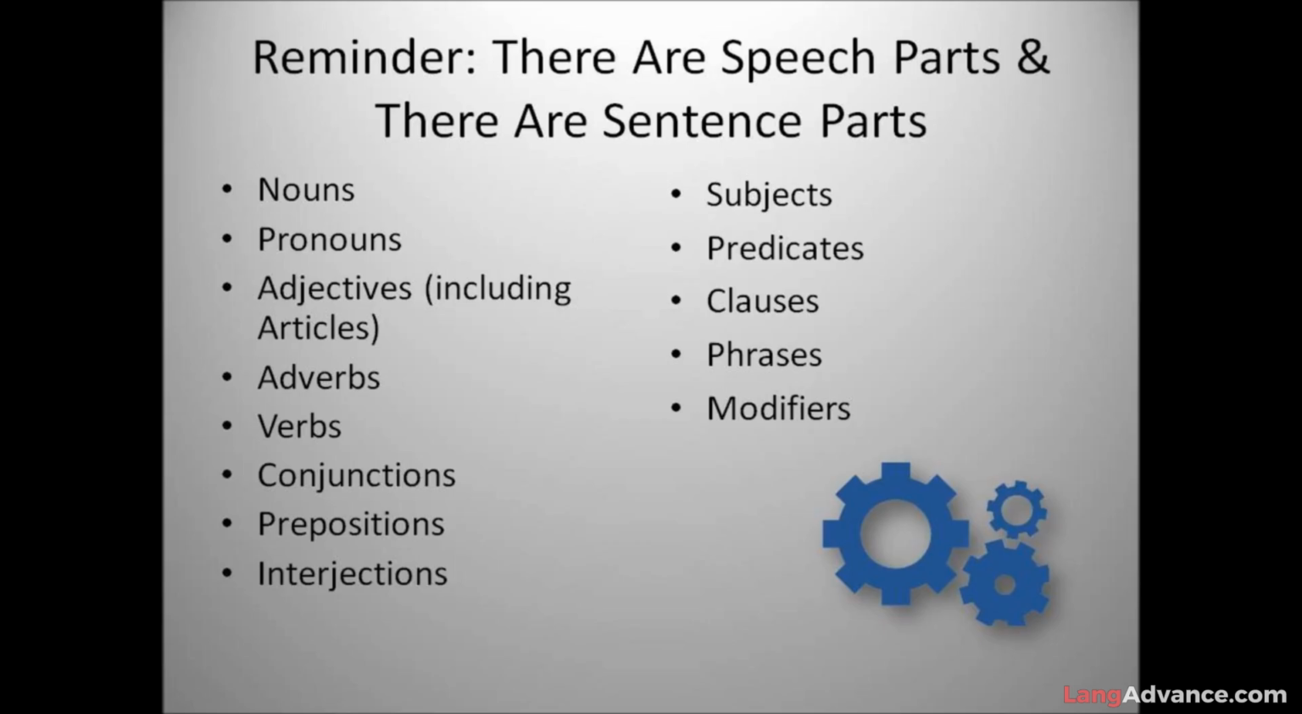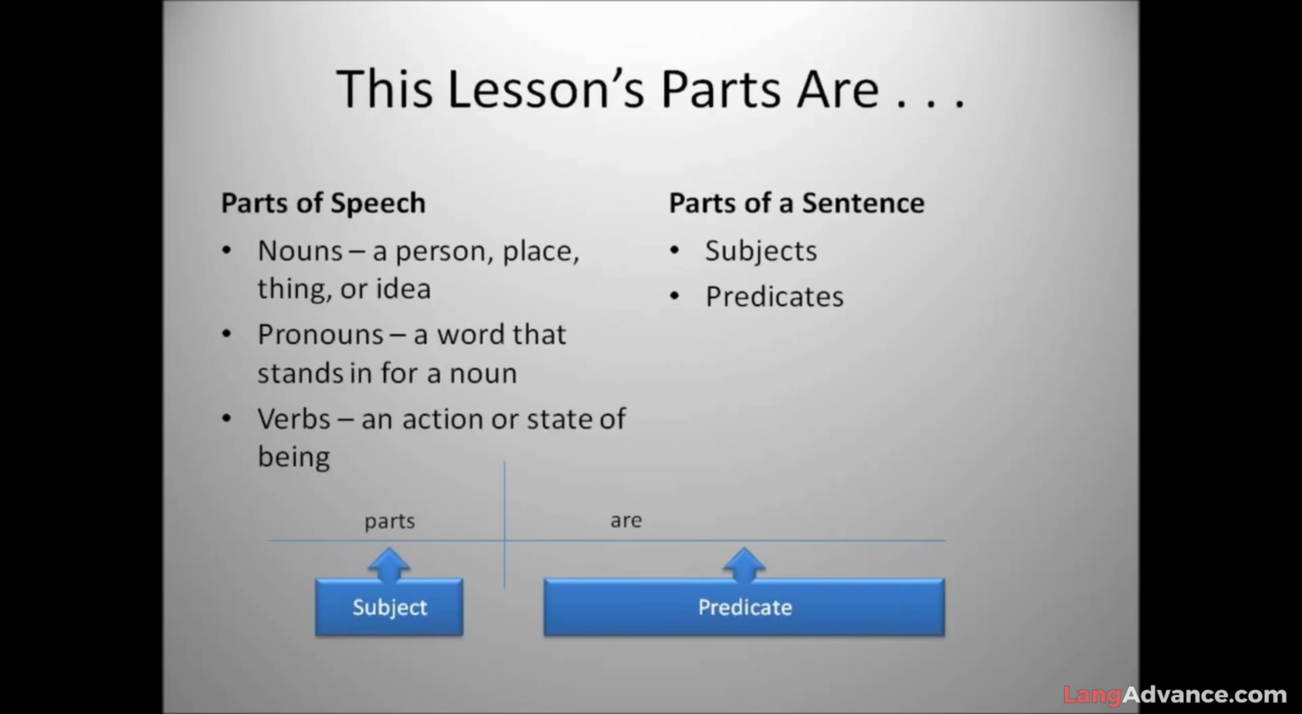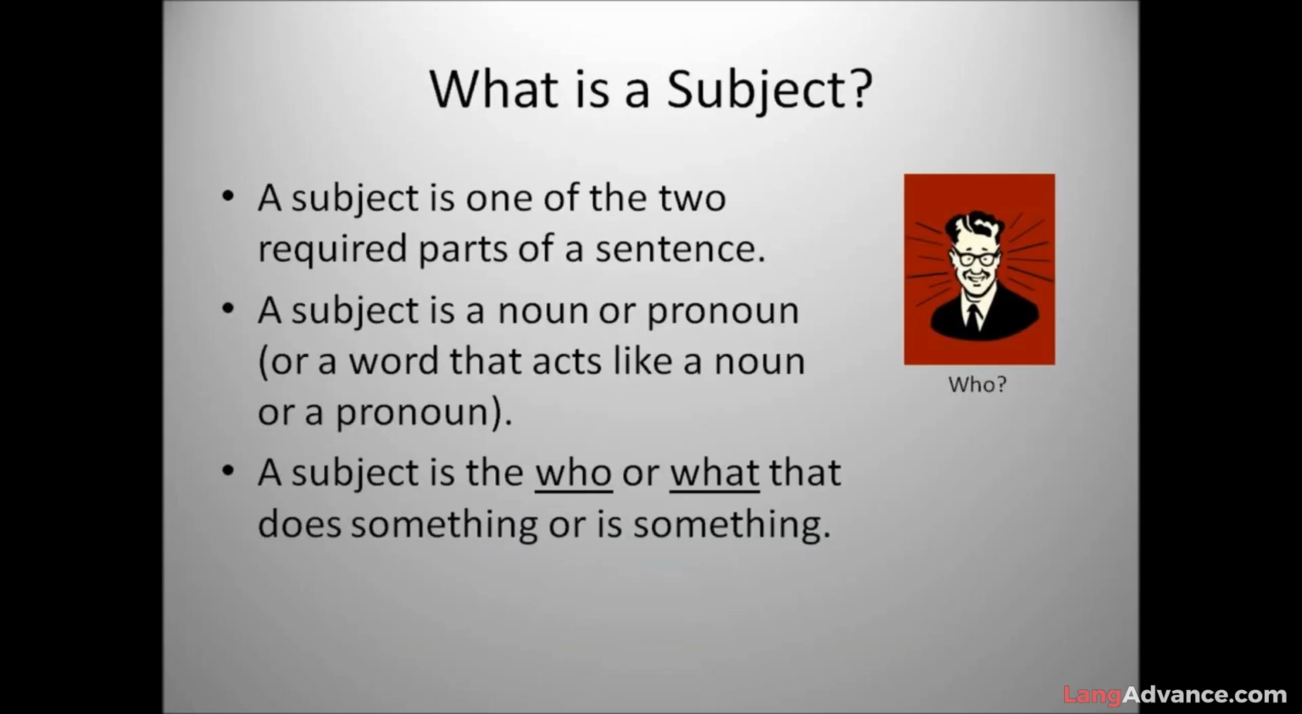Now today's parts of speech are nouns, pronouns, and verbs, and the parts of a sentence that we're going to be covering today are subjects and predicates. What is a subject? Well, a subject is one of the 2 required parts of a sentence. In order to have a complete sentence, you must have both a subject and a predicate.